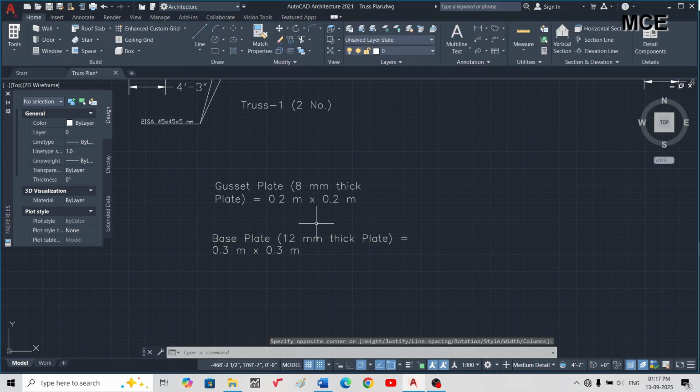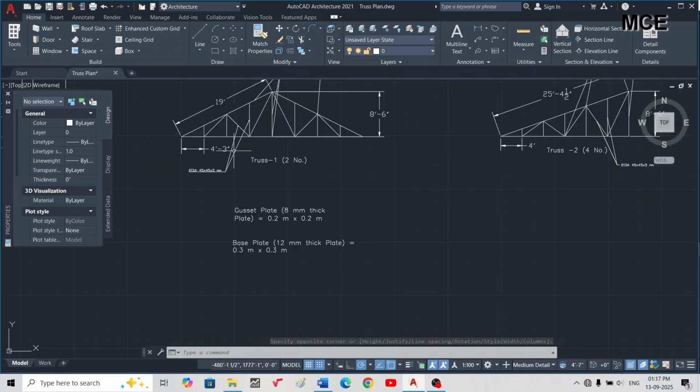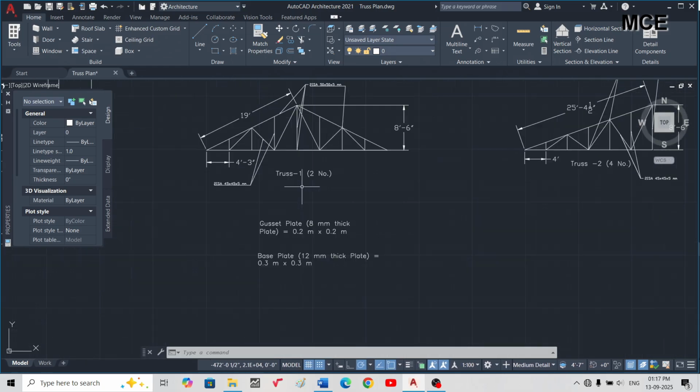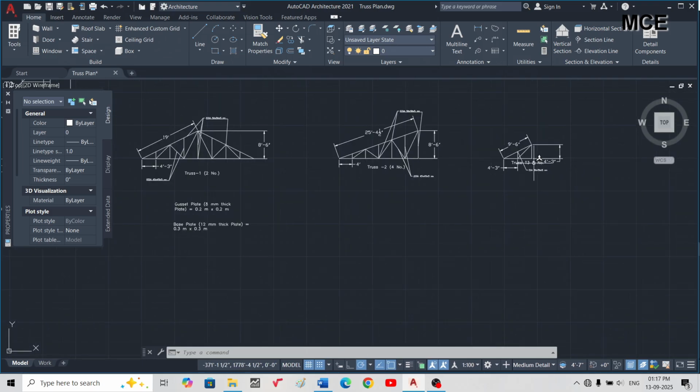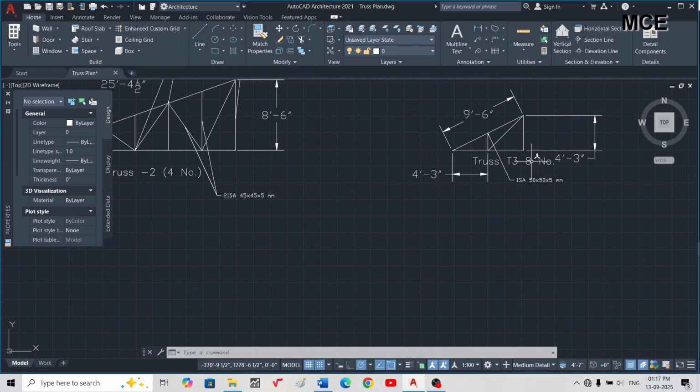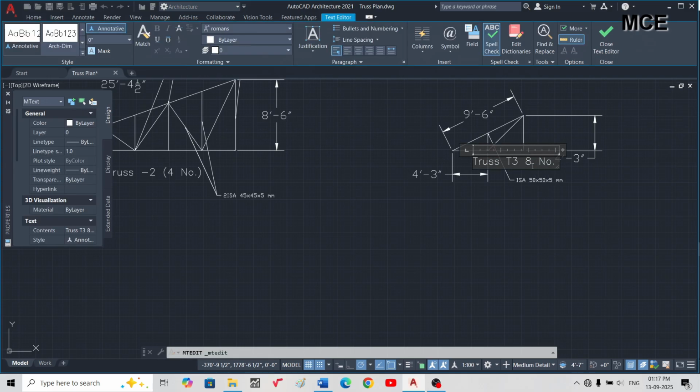Okay, so 22 base plates will be required, and for gusset plates you have to find for each truss what type and how many gusset plates will be required for each truss. Then for truss 1 multiply it by 2, truss 2 multiply it by 4, and for truss 3 multiply it by 8, because there are 8 number of T3 trusses. Okay, 4 number of T2 and 2 number of T1.